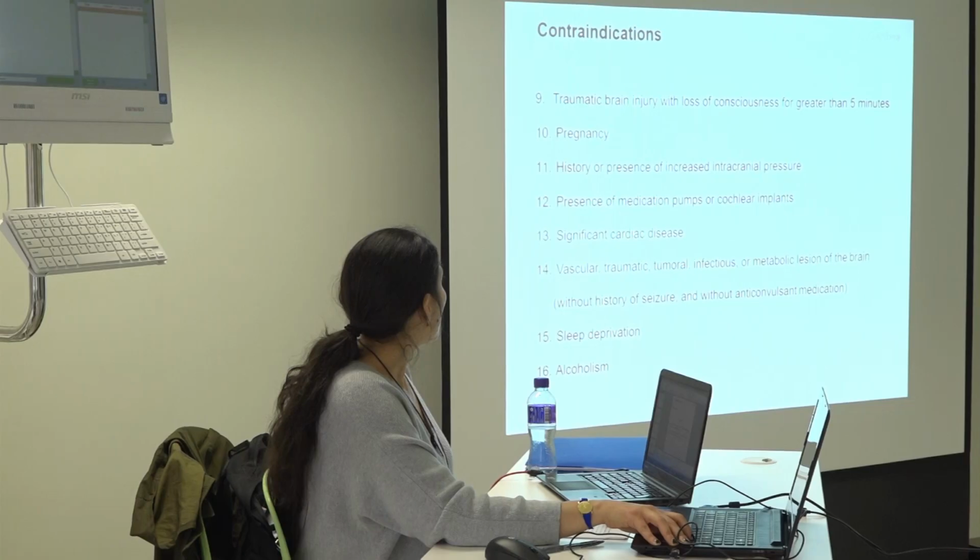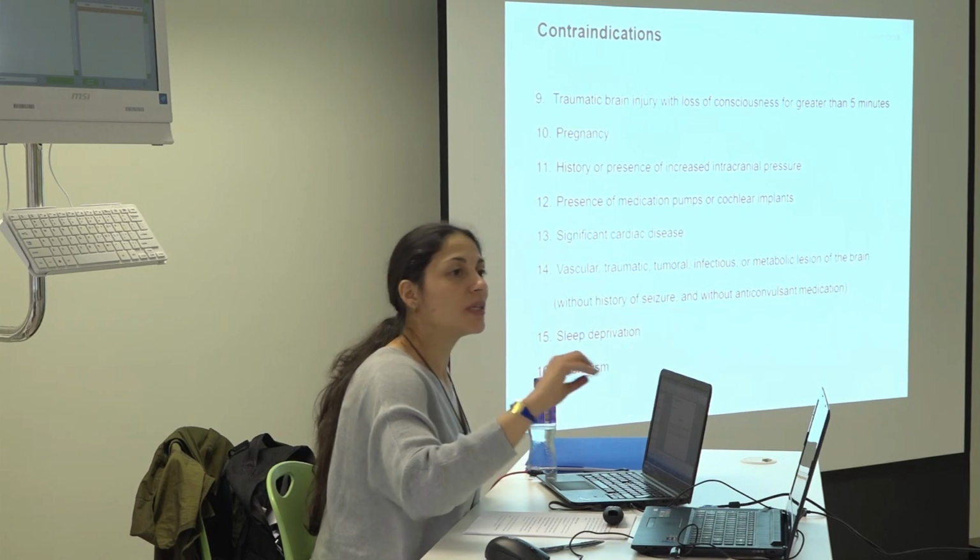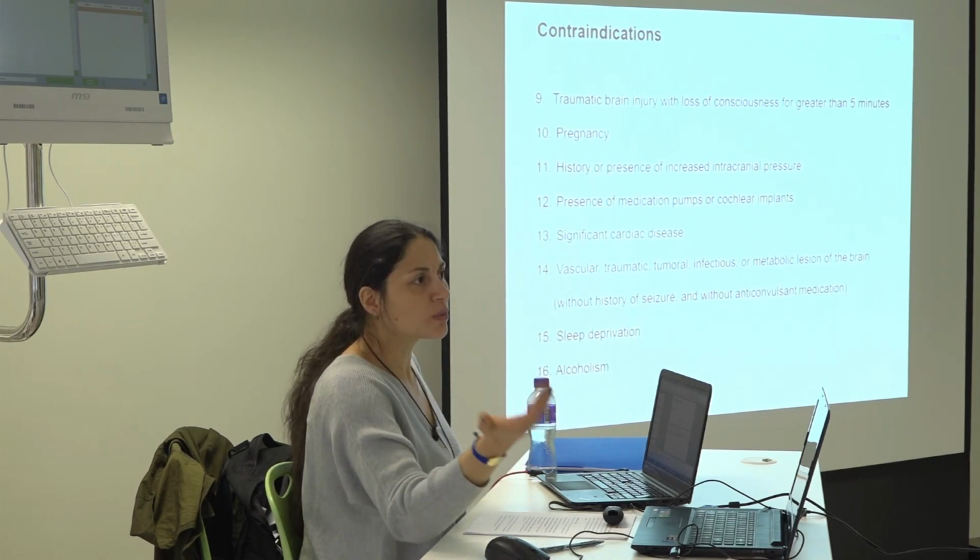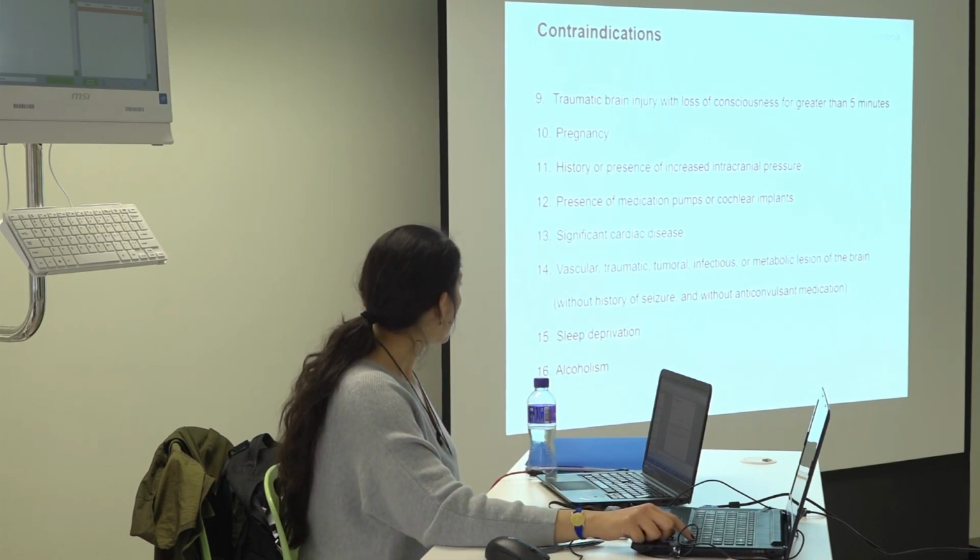History or presence of increased intracranial pressure, pumps or cochlear implants, cardiac disease, any lesion of the brain, with or without history of epilepsy. So really, if you want to do your research, do it with healthy people. Also sleep deprivation and alcoholism. This is the questionnaire that you received, I think, right?